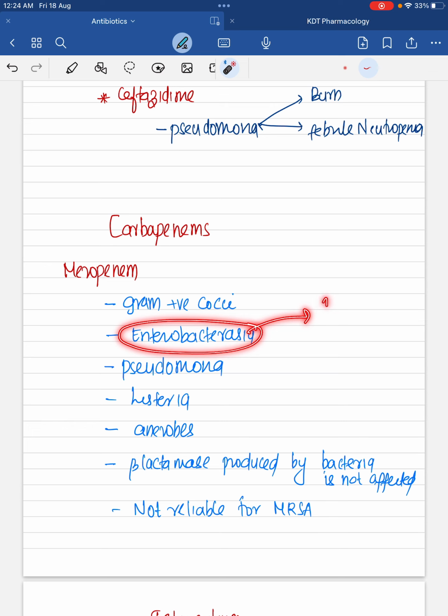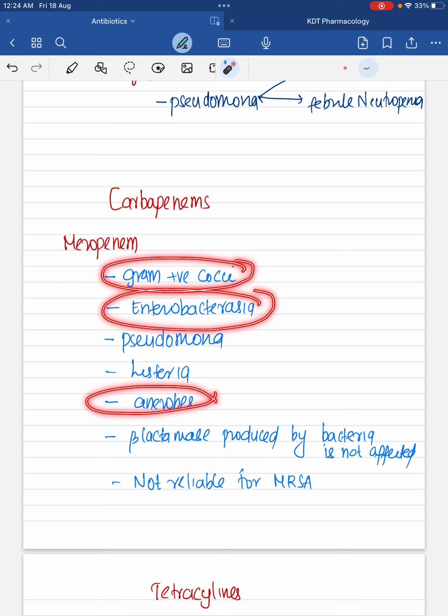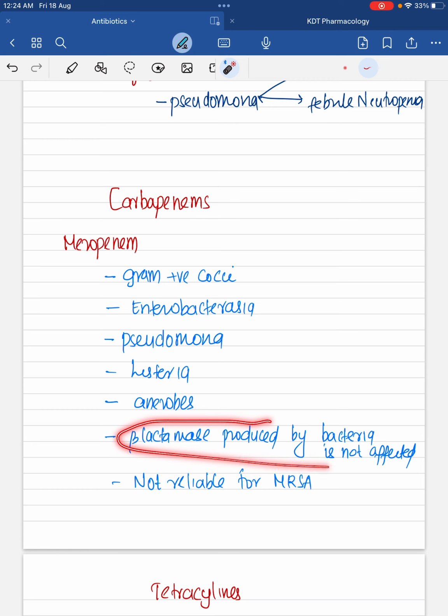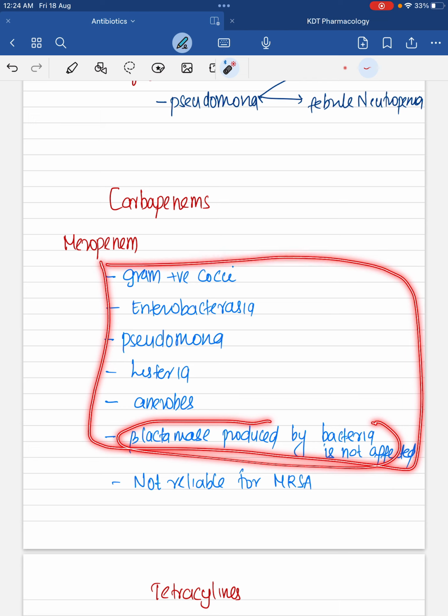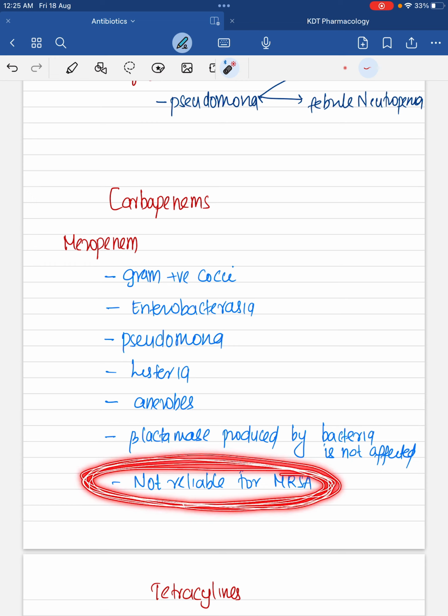Enterobacteriaceae means the majority of the gram negative organisms that cause disease, as we explained previously. Then Pseudomonas, Listeria, anaerobes, which means gram positive, gram negative, anaerobes, and beta lactamase producing bacteria. So they will cover all the groups except MRSA. So for hospital acquired staphylococcus we cannot rely on meropenem.